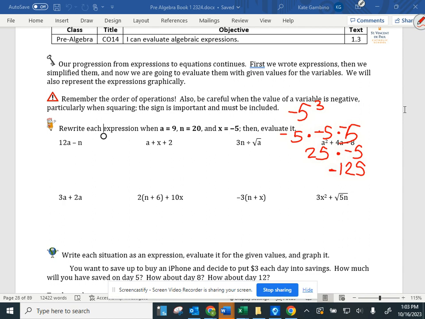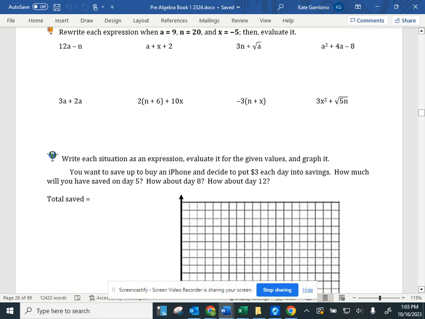Does that make sense? Okay, we do have a graph on this page. So let's keep looking. We're going to rewrite each expression given these certain values: A equals 9, n equals 20, and x equals -5. Then we're going to evaluate it.